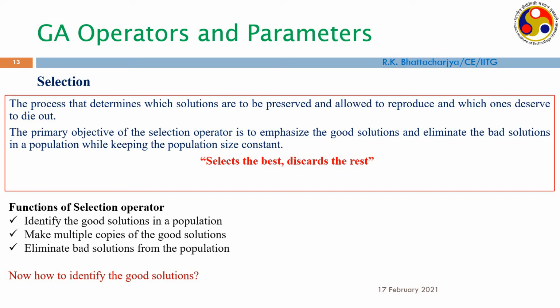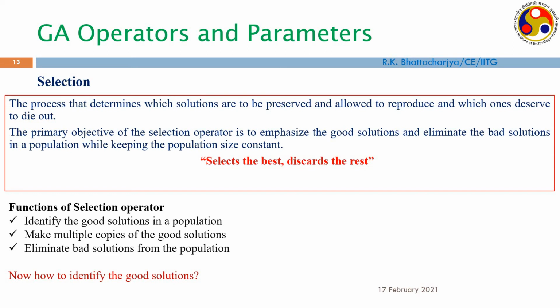So we are making multiple copies of the good solutions, so they should have more copies, and eliminating bad solutions from the population. This is basically the function of a selection operator. Now I can apply any kind of operator which will fulfill this function. Now how do we identify a good solution?